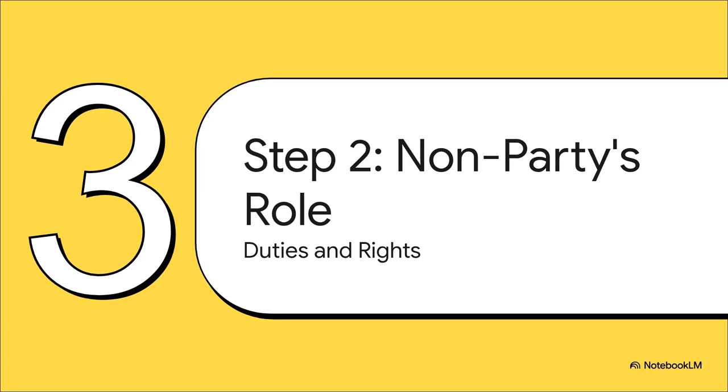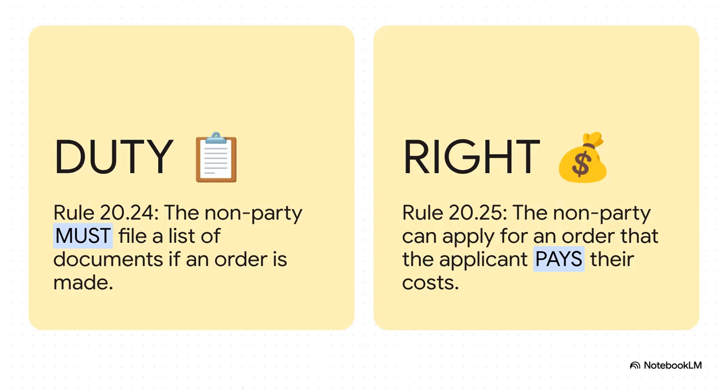Awesome. Now, let's flip the coin and look at it from the non-party's perspective. What do they have to do, and what are their rights? It's all about balance. The rules create this really clear trade-off. On one side, you have Rule 20.24, which imposes a duty. If the court makes an order, the non-party must comply and give you that list of documents.